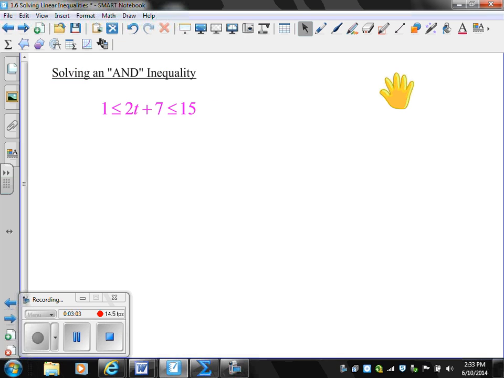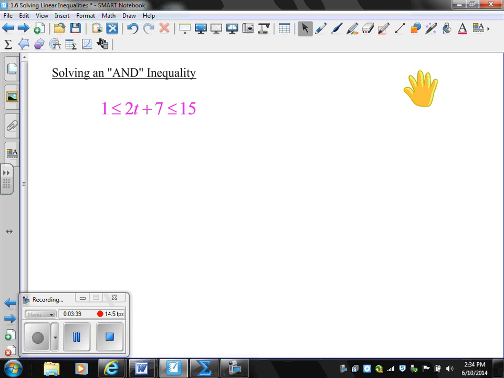Okay, so let's look at an and inequality. Again, this is a compound inequality, and the and inequalities will look like this when you start with them. Sometimes we'll have word problems, and you need to write it like this. So let's first look at why this is an and inequality. I'm going to take my hand here, and I'm going to read this as, okay, 2t plus 7 is greater than or equal to 1, and at the same time, it's less than or equal to 15. So I have both of those happening all in one inequality here.